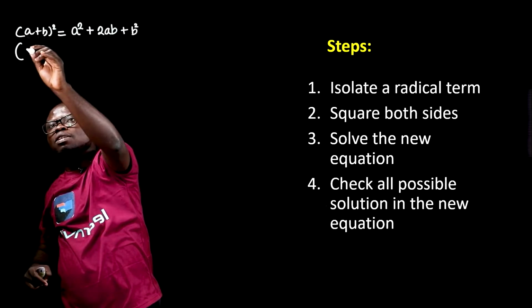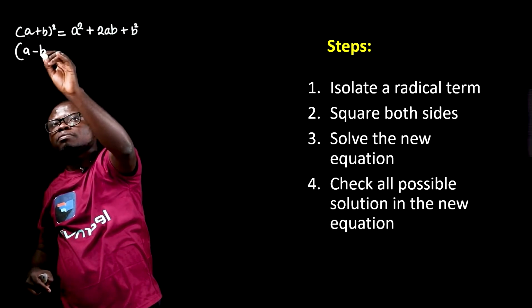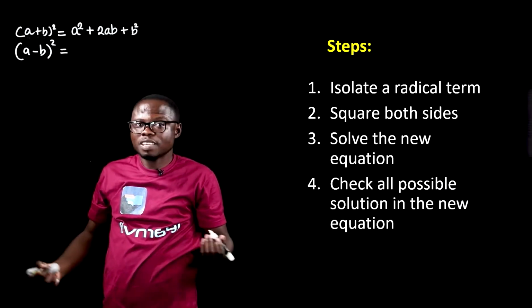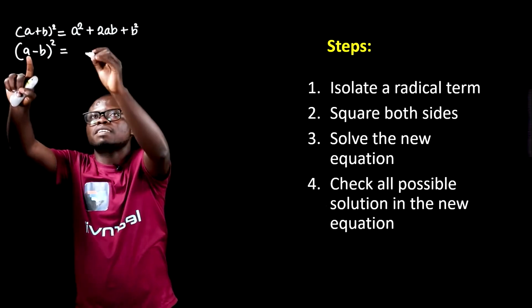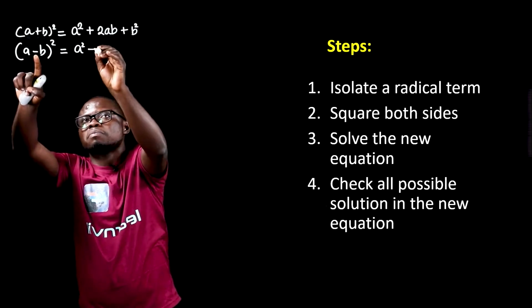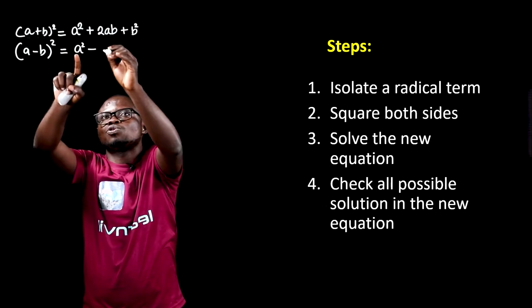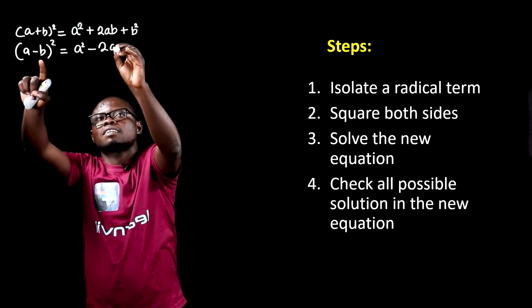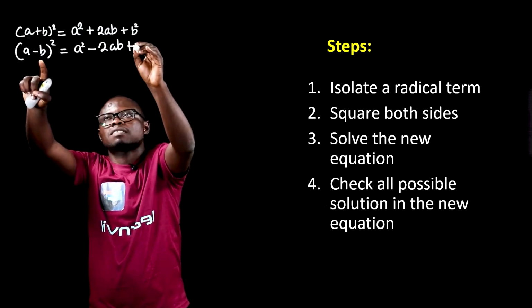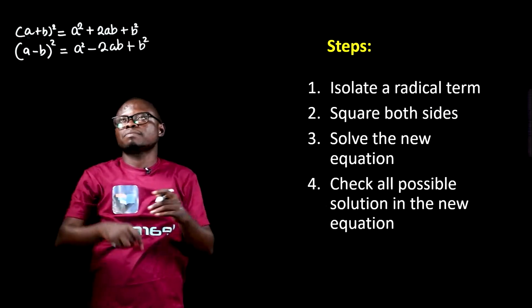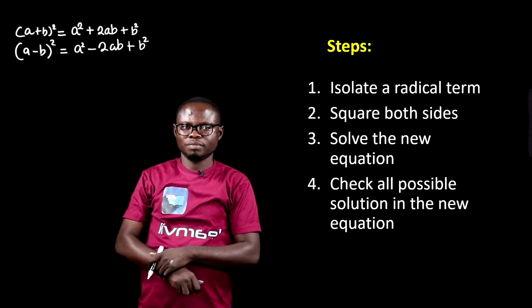Let's look at this one too. The same way, pick the first term, square it. It's minus, so minus 2, multiply the first and the second, ab, plus, pick the second term, b, and square it. That was quite simple.